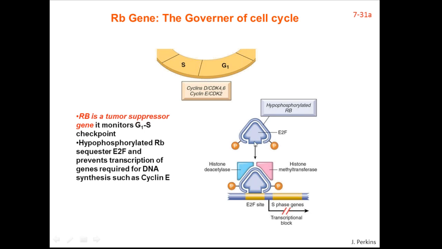This E2F, if it is released from here, goes and binds to specific sites in the DNA, which then allows the synthesis of cell cycle proteins like cyclin E, for example, and many S-phase genes. So in a resting cell, this is all quiescent. There's very little E2F coming out here.